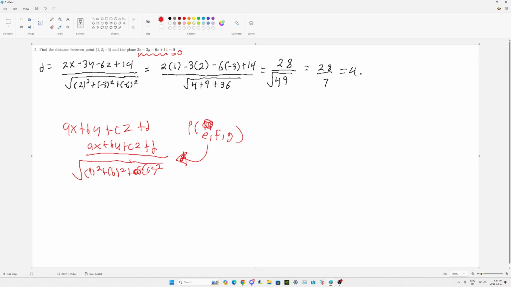So we may begin. We put our points in. This is going to be our x, this is our y, and this is our z. Just put them in their respective spots. We have x is equal to 1, so we have 2 times 1. y is 2, negative 3 times 2. z is negative 3, so negative 6 times negative 3, plus 14, our constant, over the coefficient for x, coefficient for y, coefficient for z, all squared and added together. We end up with this piece, simplify, and we finally get the solution.